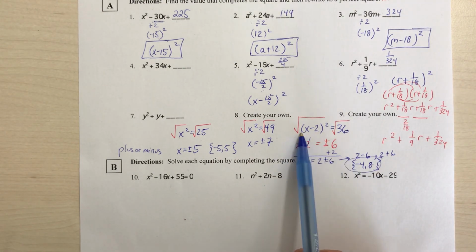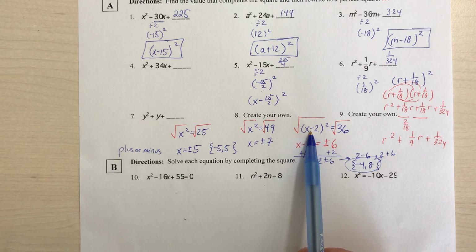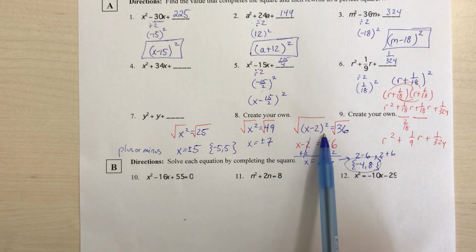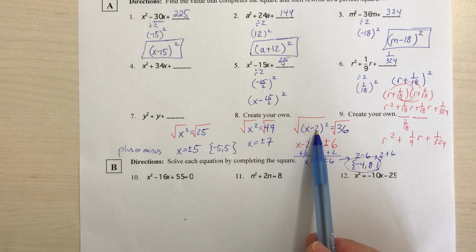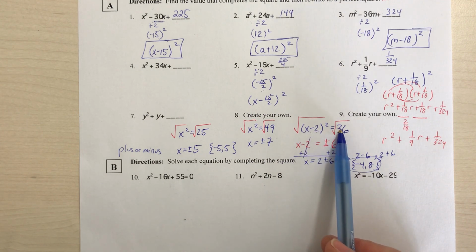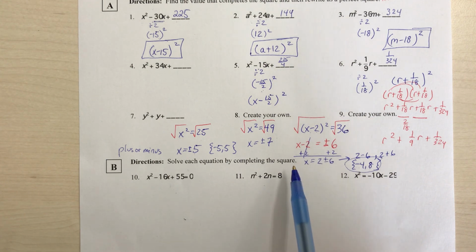If I take negative 4 and subtract 2, I get negative 6. If I square that, I get positive 36. If I take 8 minus 2, I get 6. Square that, I get positive 36. Both of these are solutions. Okay, that is the end of part 1.